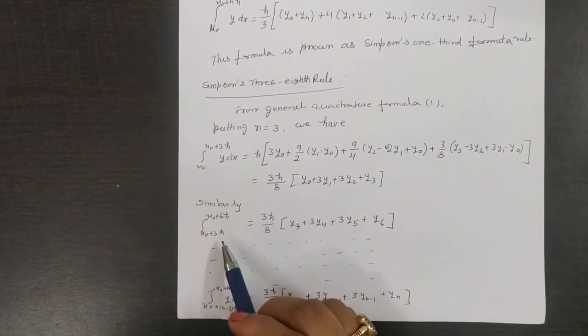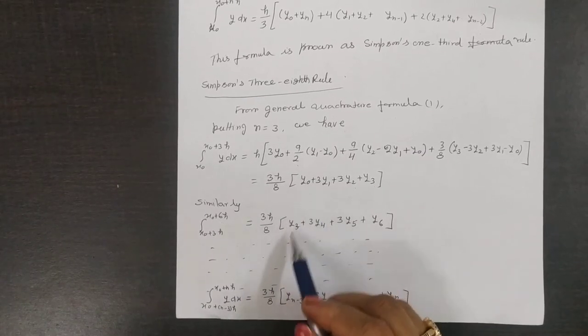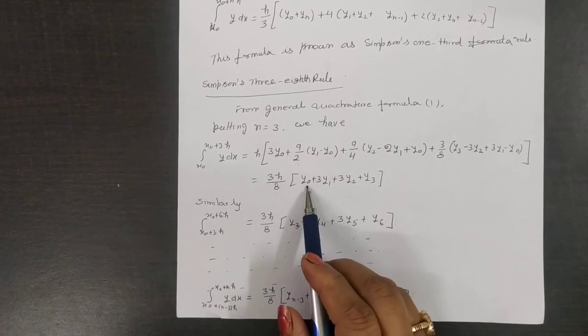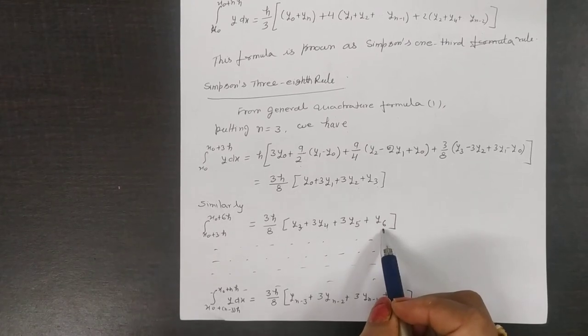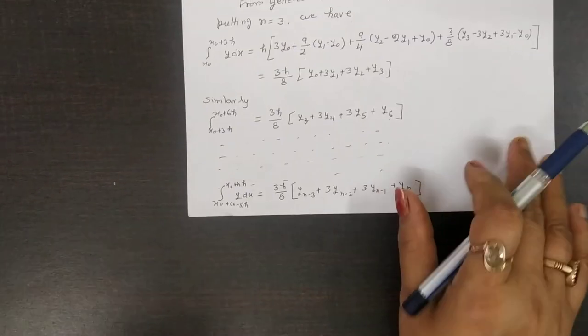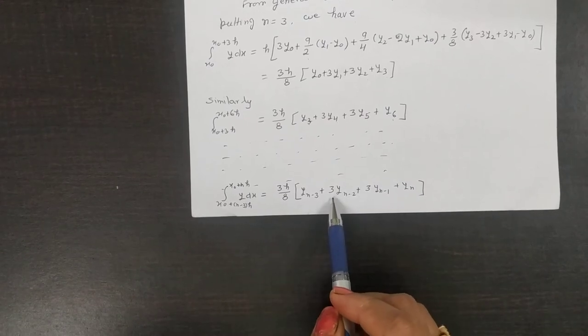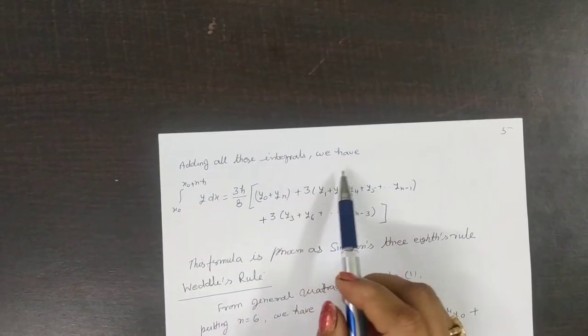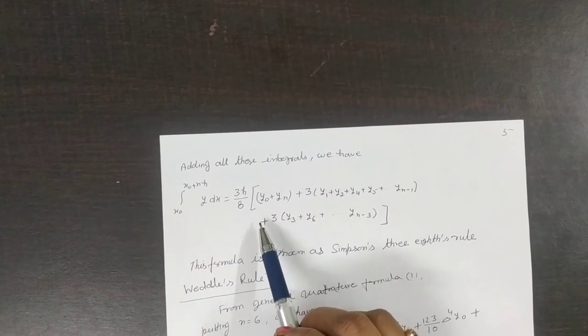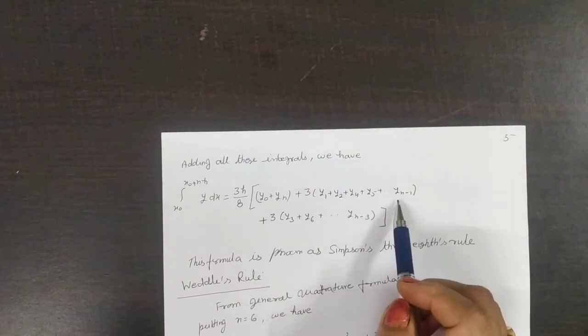Similarly, the next term, x3 to x6, you get again y0 up to here, the differences from 3 3 3, so y0 y3 y1 then y4 y2 then y5 or y3 then y6. Yes, clear? Repeating the same for the nth term, you get 3h by 8, that is yn minus 3, 3 times yn minus 2 plus 3 times yn minus 1 plus yn. Yes, clear? Okay. Adding these integrals, we have x0 to x0 plus nh, adding these, 3h by 8, so you get y0 plus yn, 3 times of this plus 3 times of this. This formula is known as Simpson's 3/8 rule.